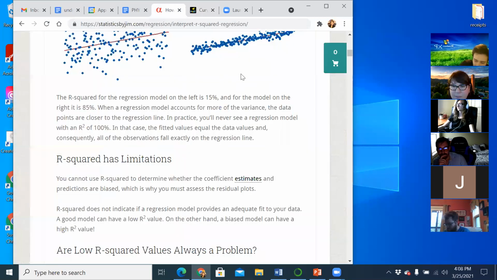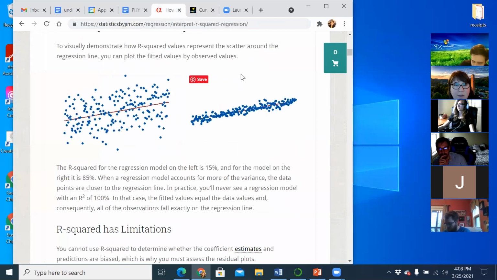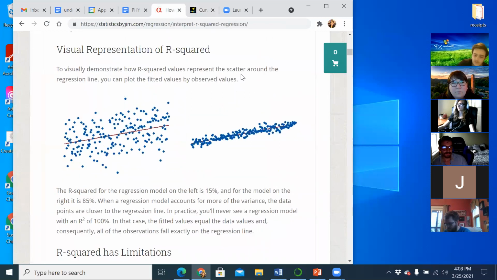Okay, so I found this kind of illustration that helps us understand r squared a little better. R squared basically is how far apart the values are from the curve. It's a measure of how far away. What's that scatter value? Scatter factor.